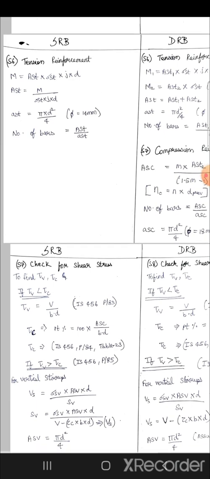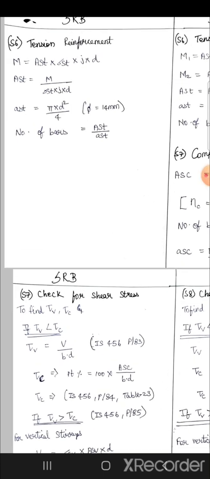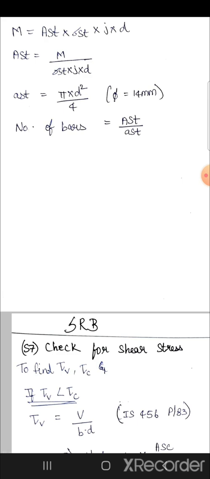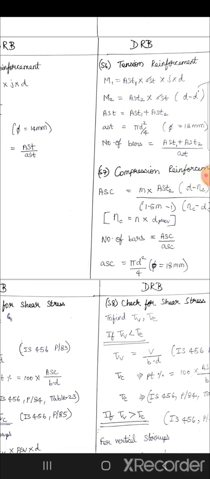Next step is calculating tension reinforcement for singly reinforced beam. Formula is M equal to AST into sigma ST into J into D. So small AST formula is pi D square by 4. D is taken as 14 mm dia. And number of bars formula is AST by small AST.